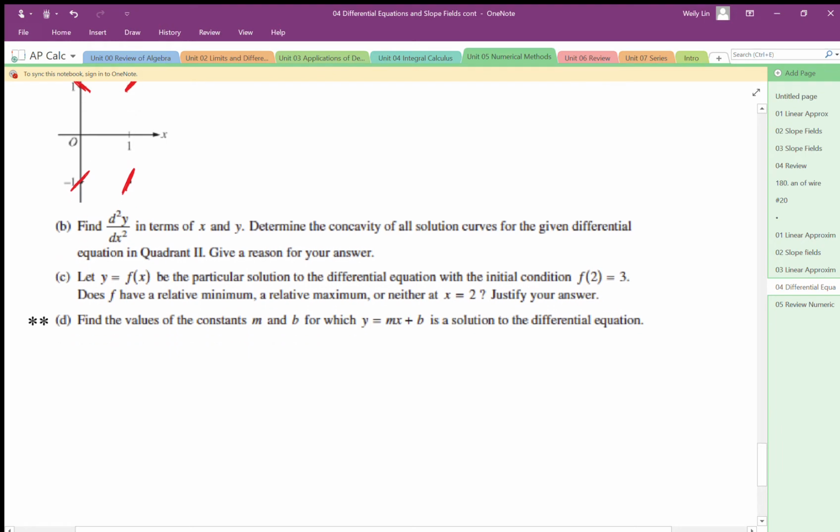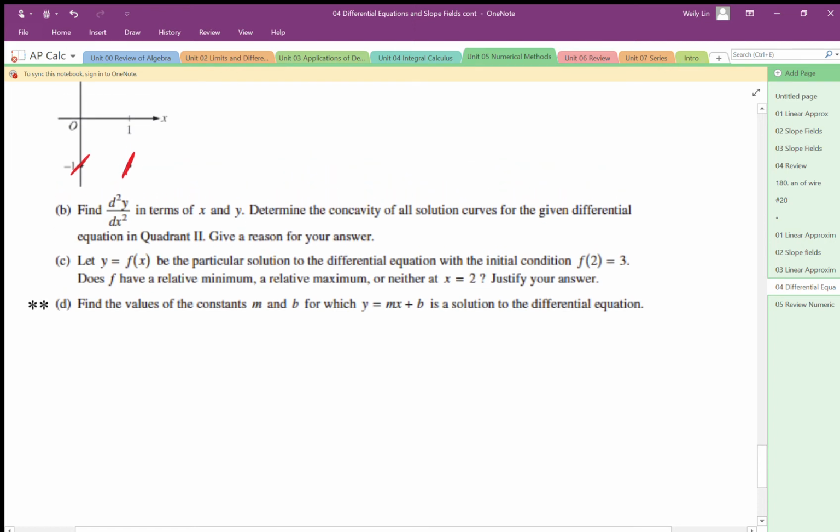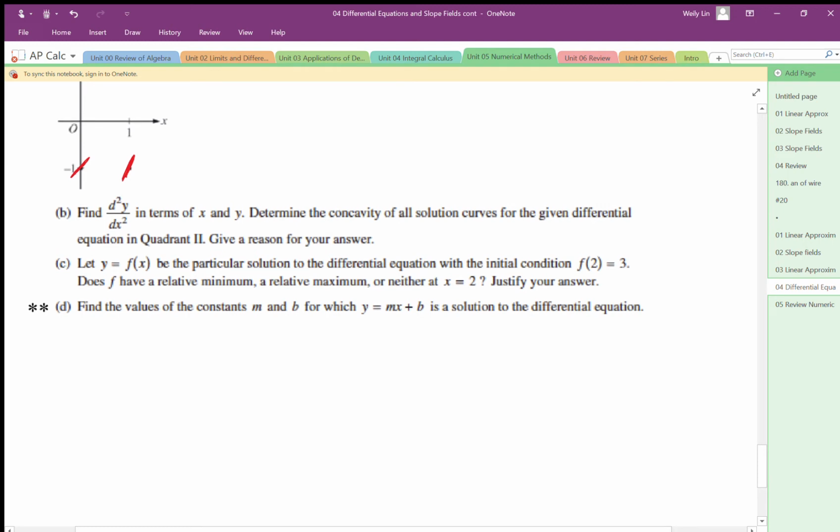For part B, it says d squared y over dx squared. Find the second derivative and determine the concavity for all the solution curves to the given differential equation in quadrant 2. Quadrant 2 would be negative x, positive y. That's quadrant 2, so I'm just going to make a note of that.